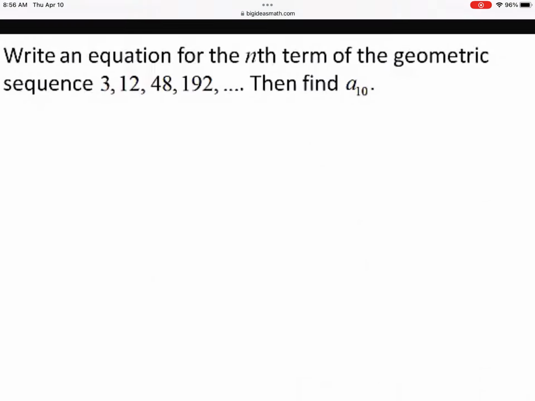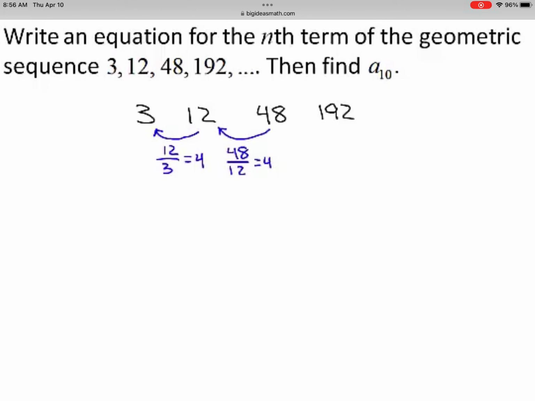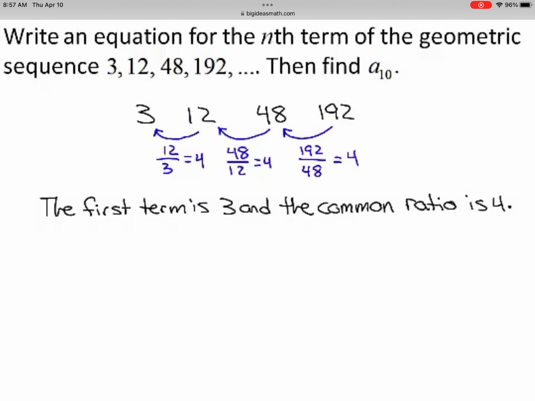Write an equation for the nth term of the geometric sequence 3, 12, 48, 192. Then find a sub 10. Notice that the ratio between 3 and 12 is 12 divided by 3, or 4. The ratio between 12 and 48 is 48 divided by 12, or 4. And the ratio between 48 and 192 is 192 divided by 48, or 4. So the first term is 3, and the common ratio is 4.